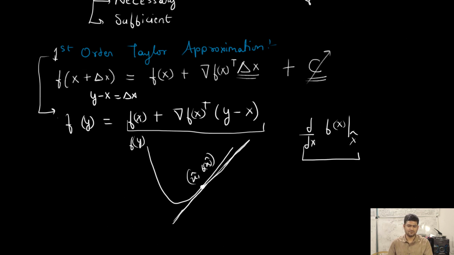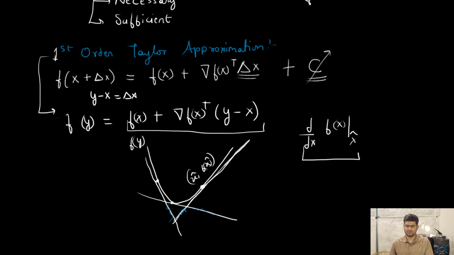So what it means is that the first order Taylor approximation of a function f is a global underestimator over the entire domain. If you select any point x in the domain of f, for example this point, as you can see, the first order approximation of the function is always below the function f of y. So if the first order Taylor approximation is a global underestimator of the function f at all the points in the domain of f, then the function is convex. This is what this condition represents.